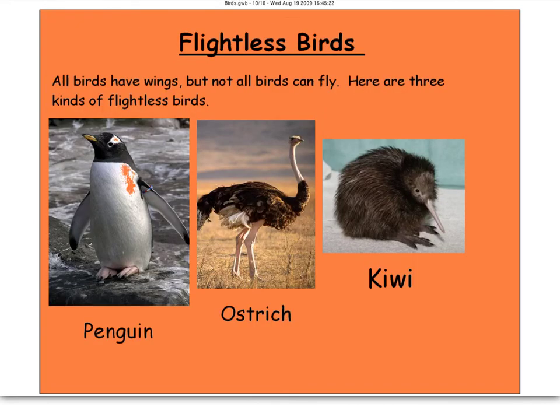And then you've got your flightless birds. These birds do not fly. They have wings, they have feathers, but not all of them can fly. These birds do not fly: the penguin, the ostrich, and the kiwi. So this has been a quick lesson on birds.